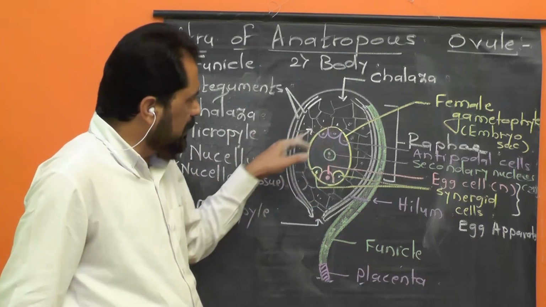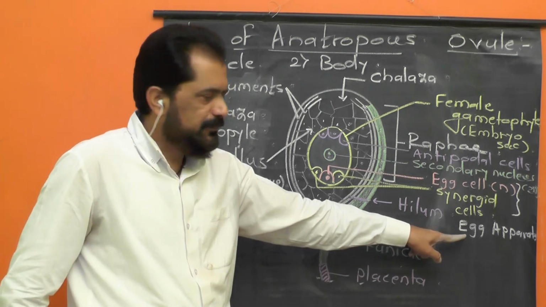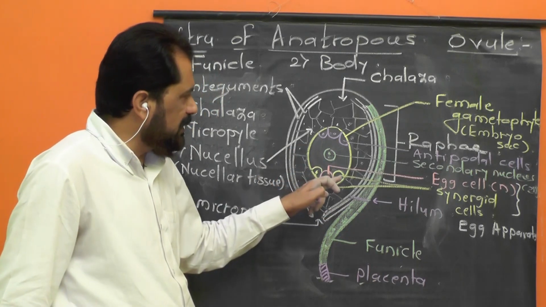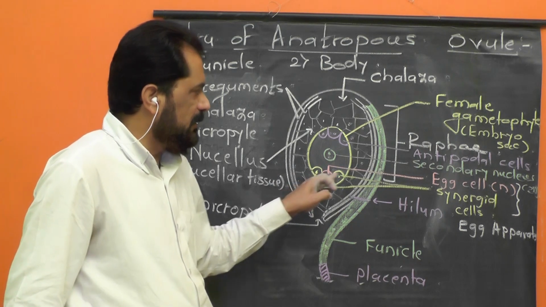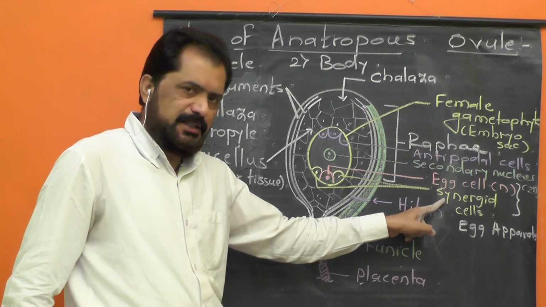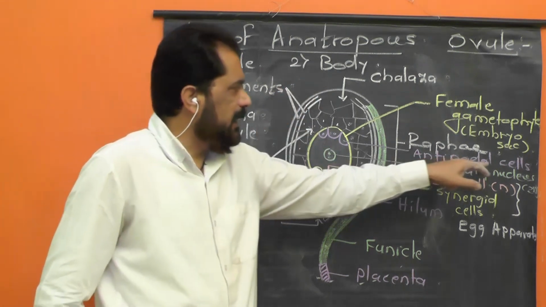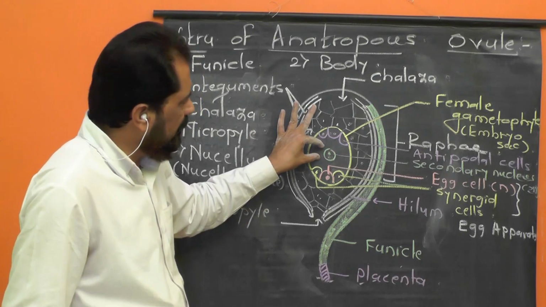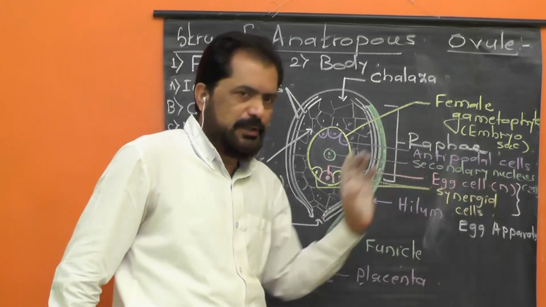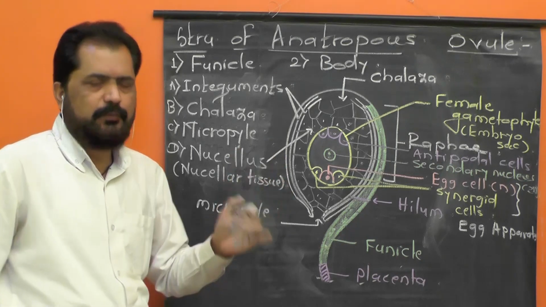The female gametophyte, here I have shown with the help of yellow chalk. It consists of different structures, such as egg apparatus. Egg apparatus is present towards the micropyle. It is nothing but a group of three cells, in which the middle larger cell is the egg cell, that is the female gamete, haploid egg cell, and two laterally placed cells are called synergid cells. Then there are three haploid cells present towards the chalaza, known as antipodal cells, and at the center of the female gametophyte there is a single diploid, mind well, diploid secondary nucleus. Okay, in this manner we have studied the structure of a typical anatropous ovule.